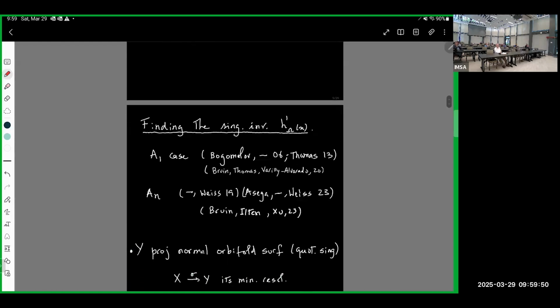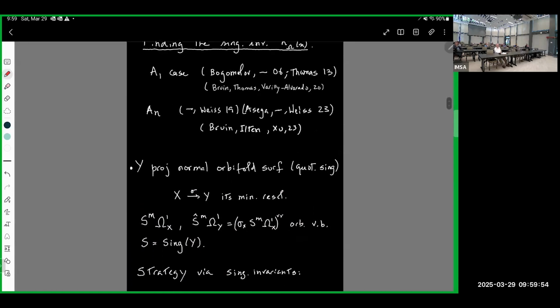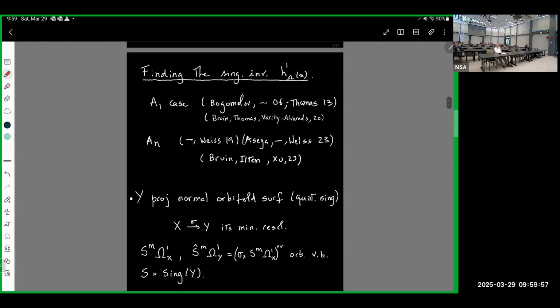So let's say something about these. I'll define the invariants quickly. We are interested in canonical models, so surfaces with canonical singularities, A_n singularities, which are quotient singularities. So canonical models live in a bigger space of surfaces with isolated singularities which are quotient singularities. All right, so say Y is a projective normal orbifold surface, I mean a surface with isolated singularities which are quotient singularities, and that X is its minimal resolution.